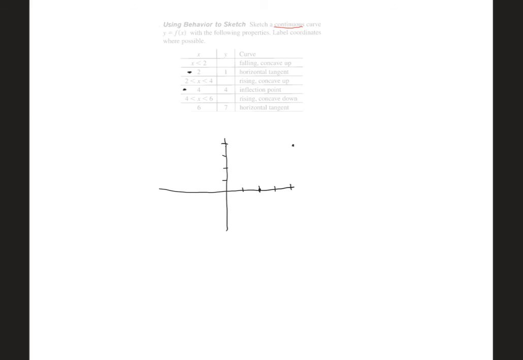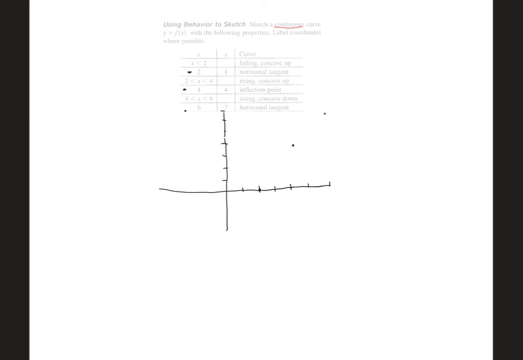What else do we know? When x is 6, then y is 7. So 1, 2, 3, 4, 5, 6, and we got 4. I didn't plan this very well. 2, 3, 4, 5, 6, 7. We're going to be all the way up here.